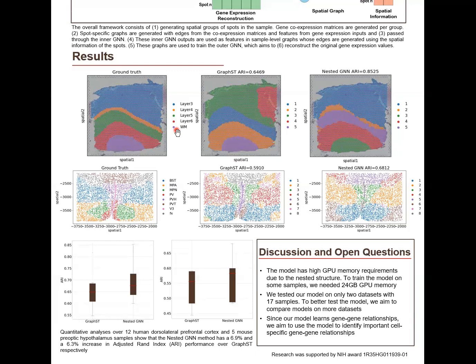And for the future, since our model learns gene-gene relationships during training, we aim to use the model to identify important cell-specific gene-gene relationships. This is an important part of the problem which we plan to focus on in the future.